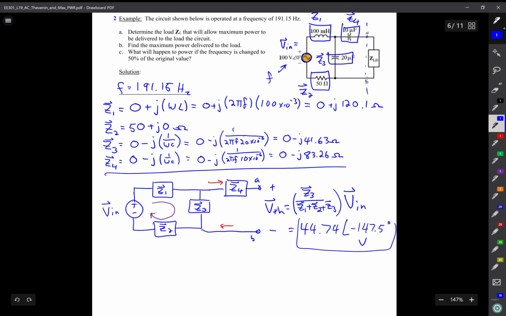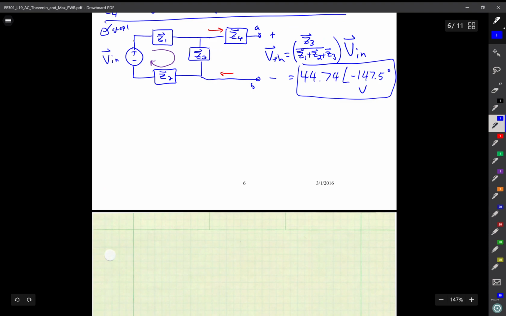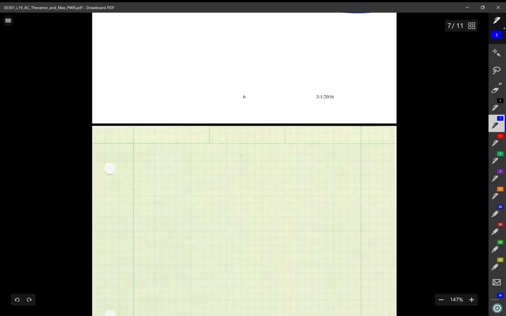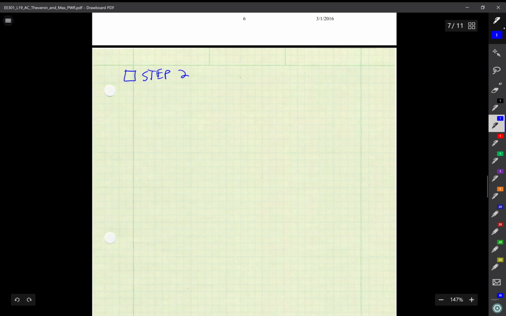So here's my Thevenin voltage. That's step 1. Step 1 is done. All right, let's do step 2. Step 2 is to solve for Z Thevenin. And remember, we need to kill the source or sources to do it.